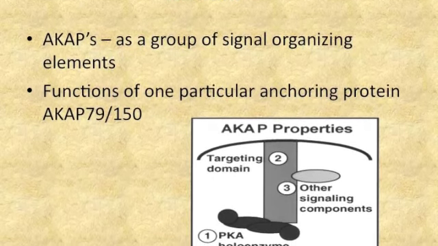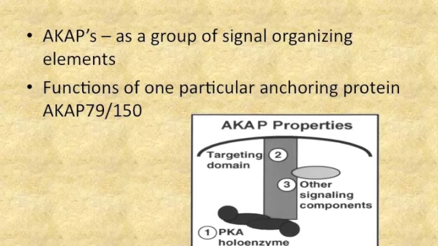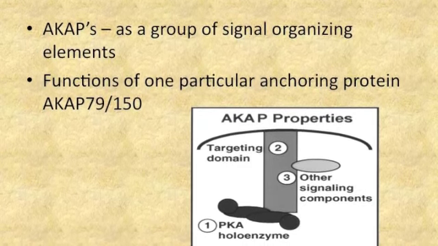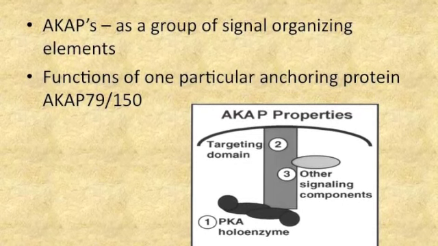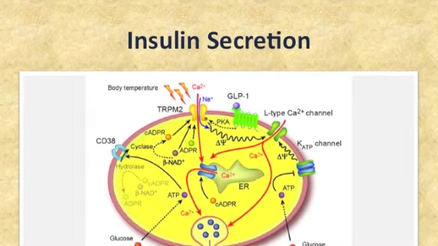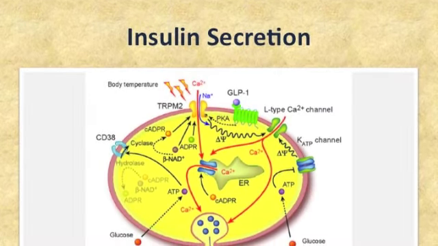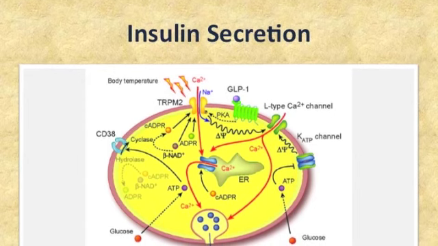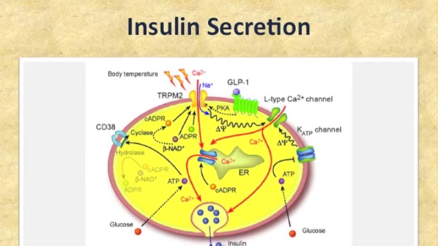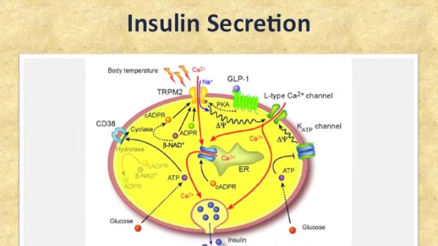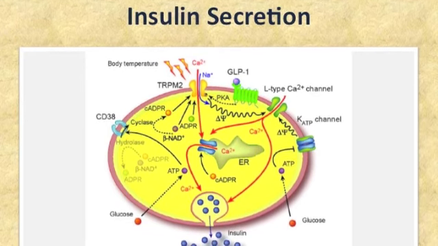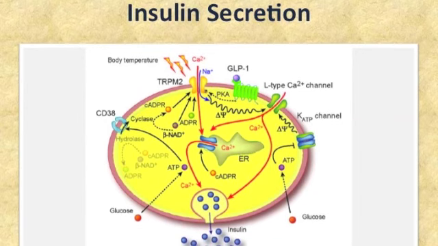It's also a group of multivalent binding proteins classified on the basis of their ability to interact with cAMP-dependent protein kinase. One anchoring protein of particular interest is AKAP79 or 150, which targets enzymes including PKA, a guanine nucleotide exchange factor, and protein kinase C to the membrane.